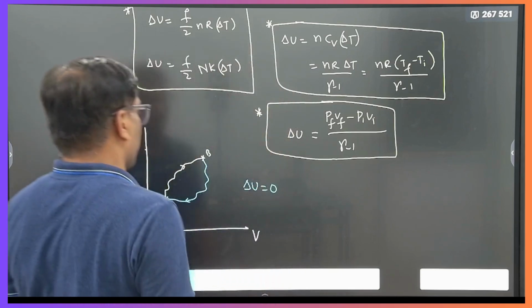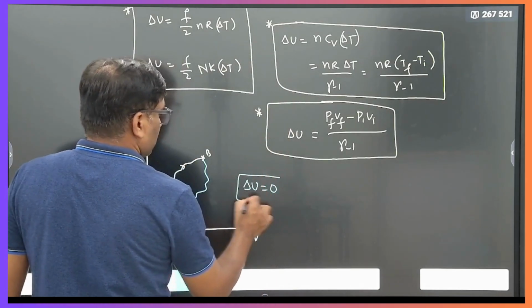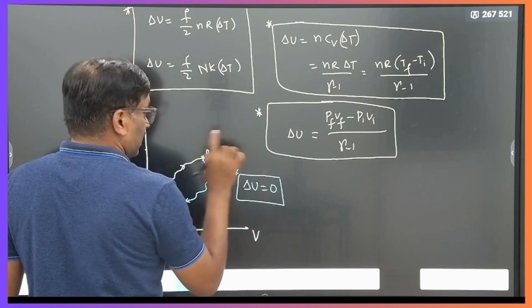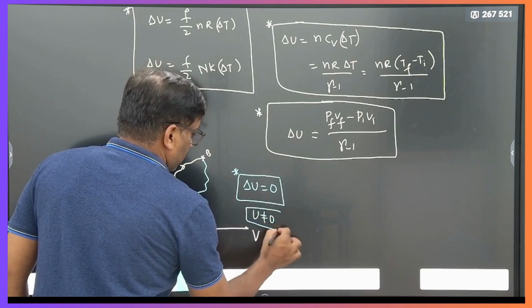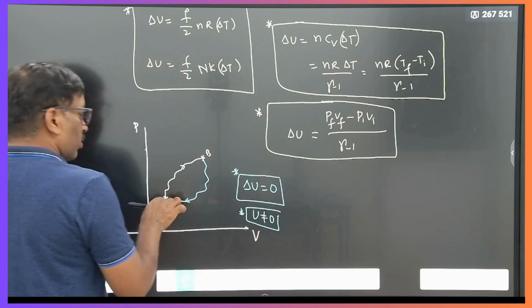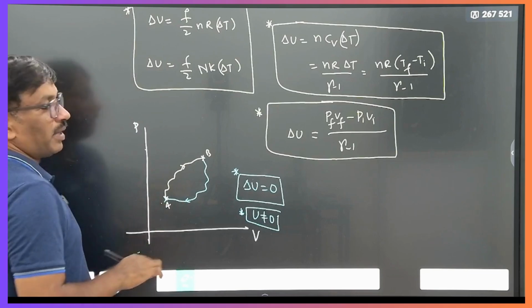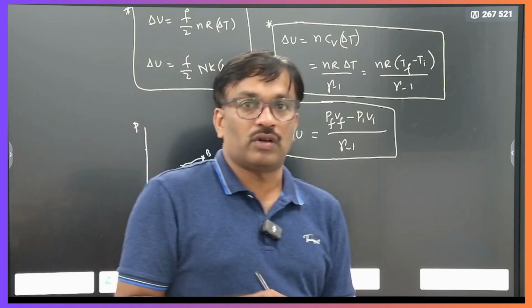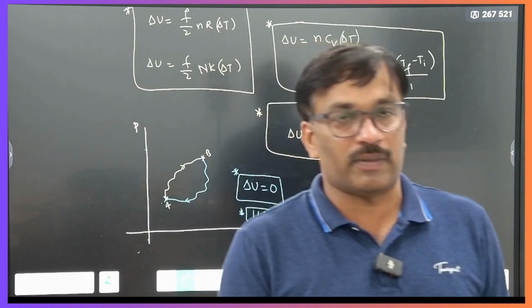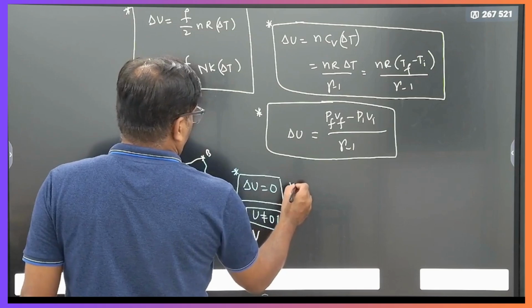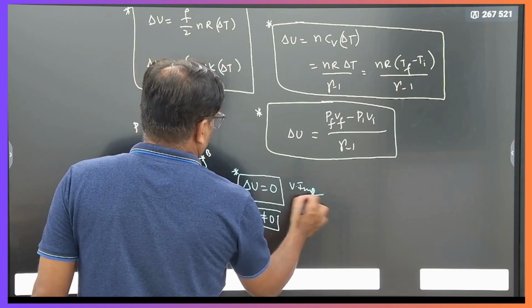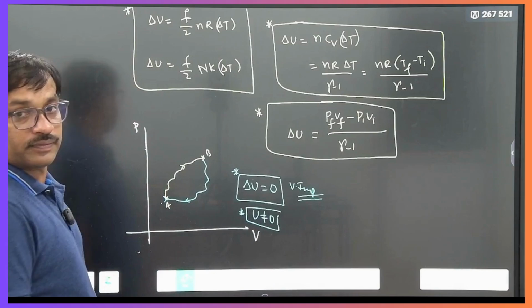So for one completely closed cyclic path, change in internal energy is 0, but internal energy is not 0. Keep in mind, some amount of internal energy will be present, but that internal energy is not 0, while the change in internal energy will be 0. This is a very, very important point. Most of the times in the examination they ask it. Clear?